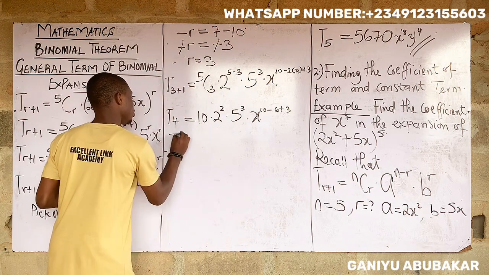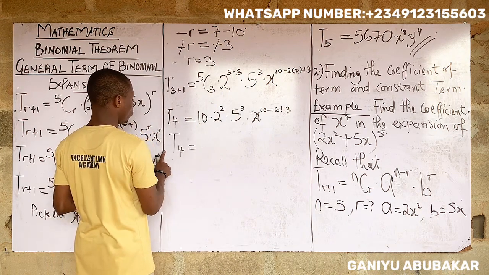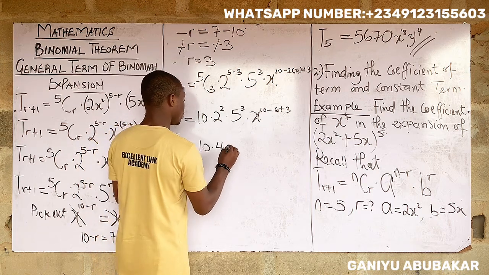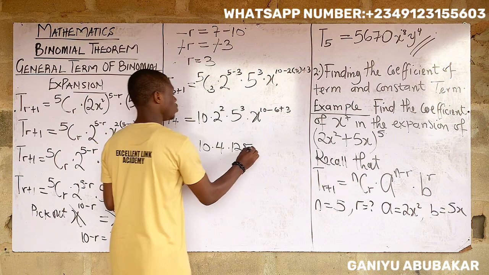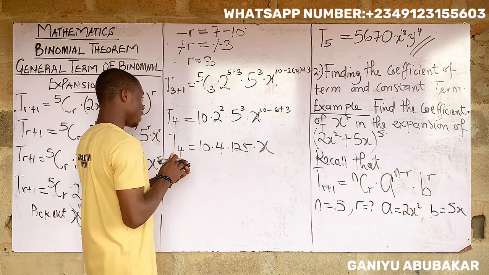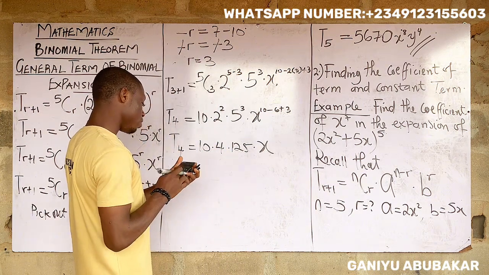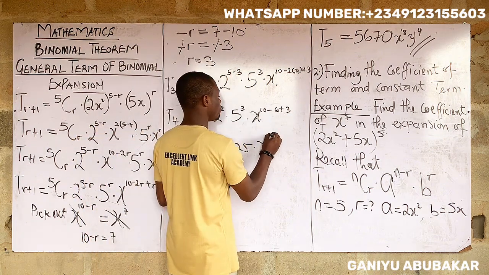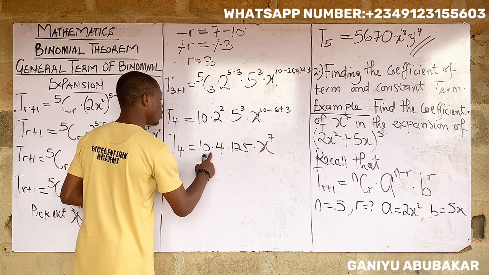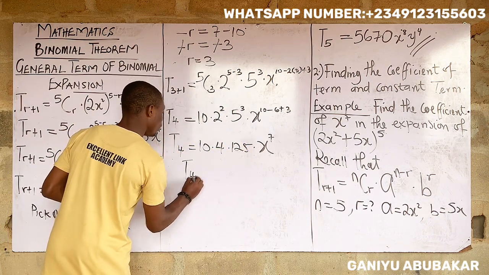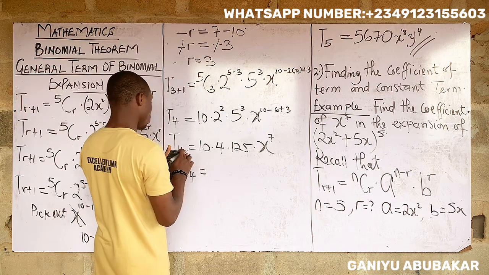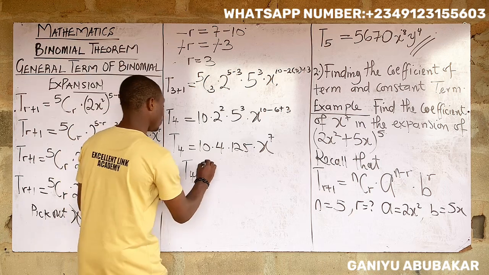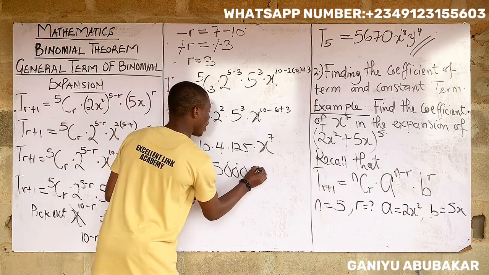This gives T to the power 4. Sorry, T4 is equal to what? 10 times 4 times 125, since 5 to the power 3 is 125, times x to the power 10 minus 6, which is 4, and 4 plus 3 is 7. So if I combine 10, 4 and this, I'll have T4 equal to 10 times 4 times 125, which is 5,000 x to the power 7.